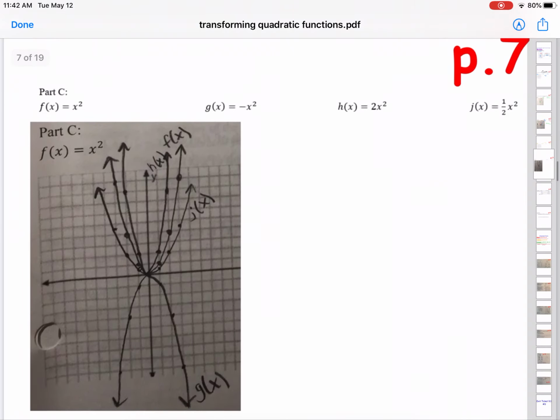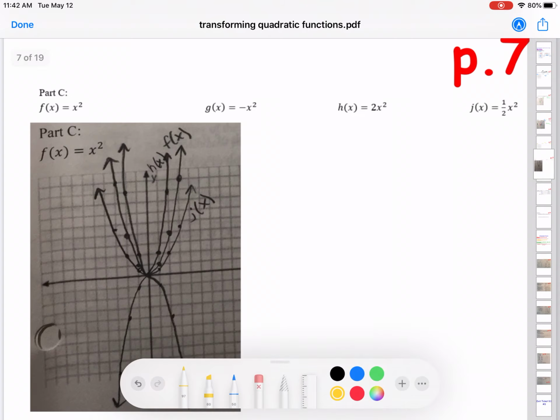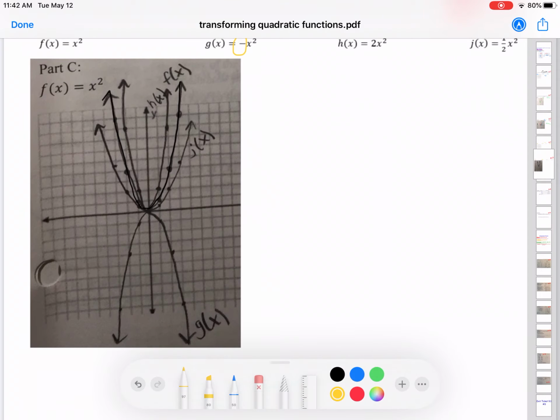So taking a look at this picture, these are what the graphs look like. Again, notice that we still have our original parent function, f of x, which is this function right in the middle up here. So looking first at negative x squared, that's this graph down here. So here's our g of x down here. So how is this transformed from that original function? You'll notice that now this means that our graph is upside down.